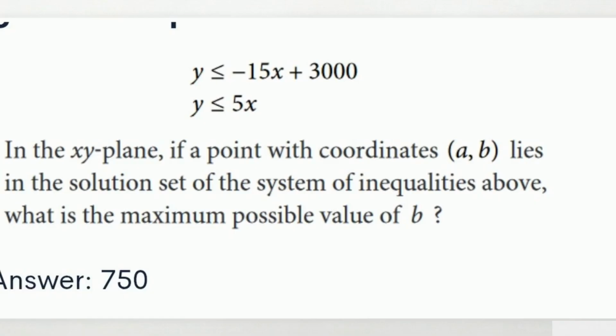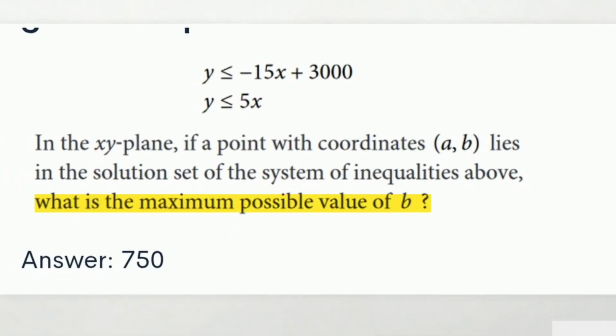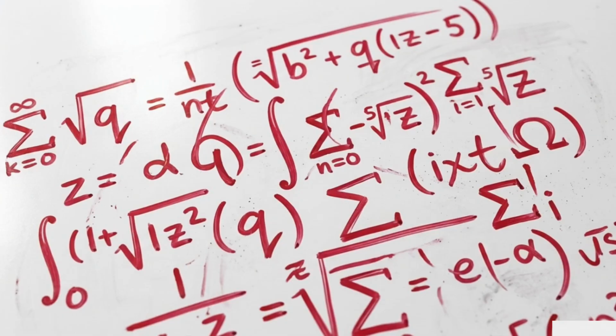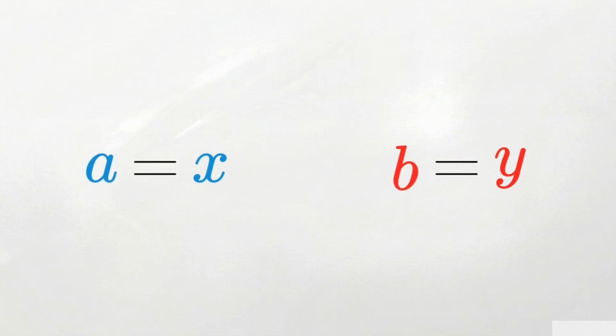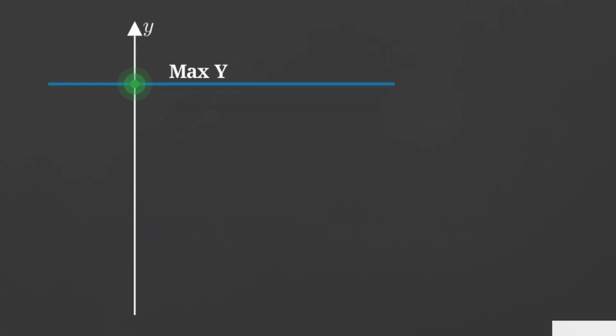First, we need to isolate exactly what the exam wants from us. Right here, the prompt is asking for the maximum possible value of b. Test makers love to throw in unfamiliar variables to create confusion. When they ask about a point with coordinates a and b, that is just a coded way of talking about standard x and y coordinates. A is x and b is y. So our only real objective is to find the absolute highest y value allowed by these rules.